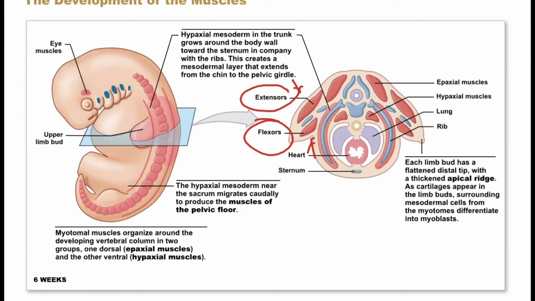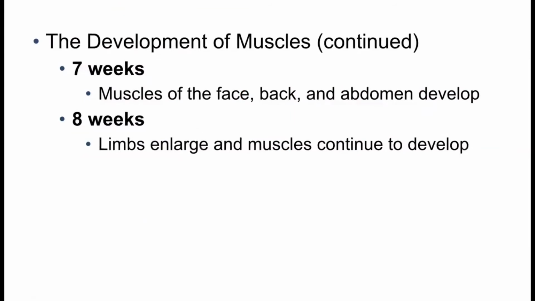Okay. So your epaxial muscles and your hypaxial muscles you can see developing here. They've also got your lungs and your ribs starting to develop with that. At 7 weeks, muscles of the face, the back, and abdomen start to develop. At 8 weeks, your limbs enlarge and muscles continue to develop.